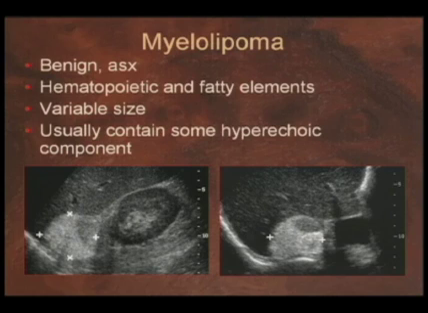Myelolipomas are a benign tumor that's usually asymptomatic. They contain hematopoietic elements and fatty elements. They're variable in size, but they usually contain some hyperechoic component because of the fatty elements within the lesion. And that's what we're seeing on these 2 examples of a patient with a relatively typical myelolipoma. So when you encounter a lesion like this, a CT scan or an MRI should be obtained to confirm the presence of fat.